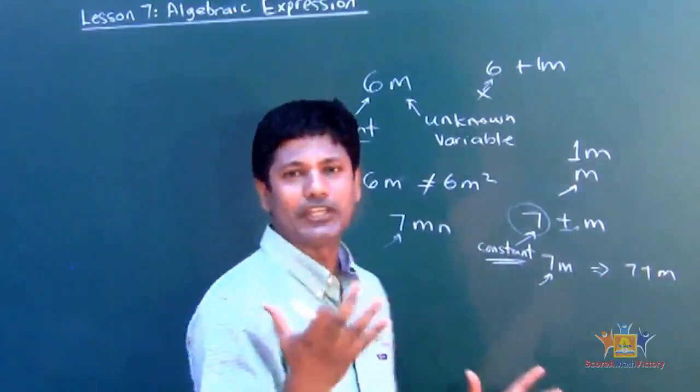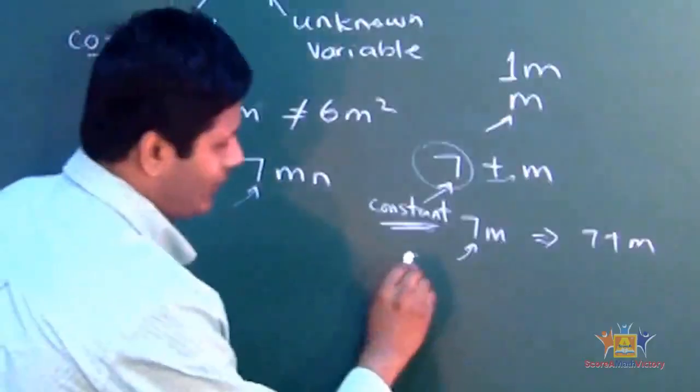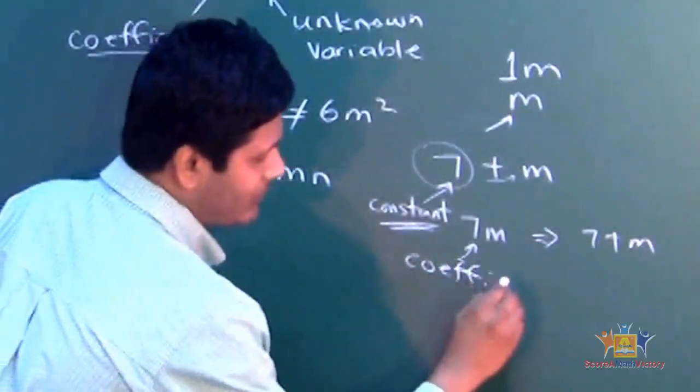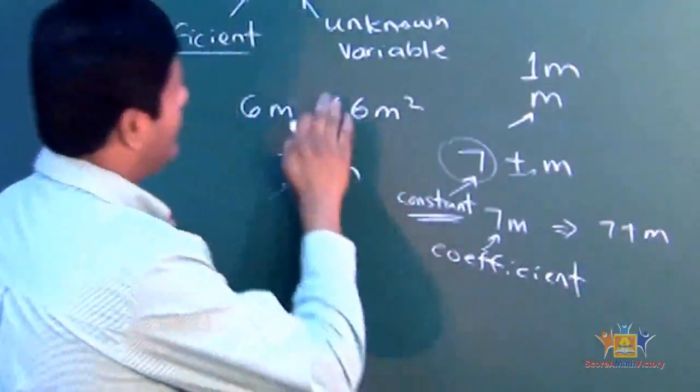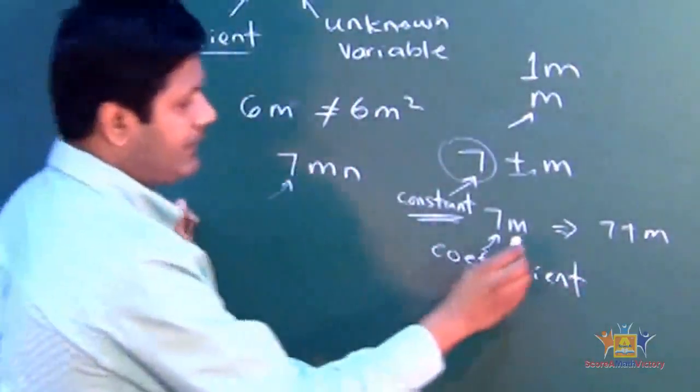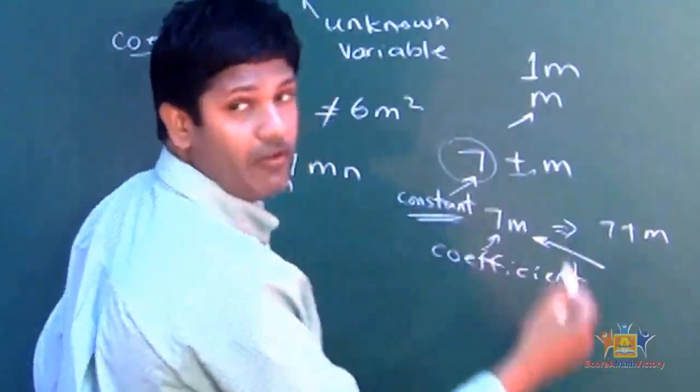It's called coefficient. Okay? Coefficient. Make sure you remember that, the same word, spelling right there. This one right there, coefficient. And this is the unknown or variable.